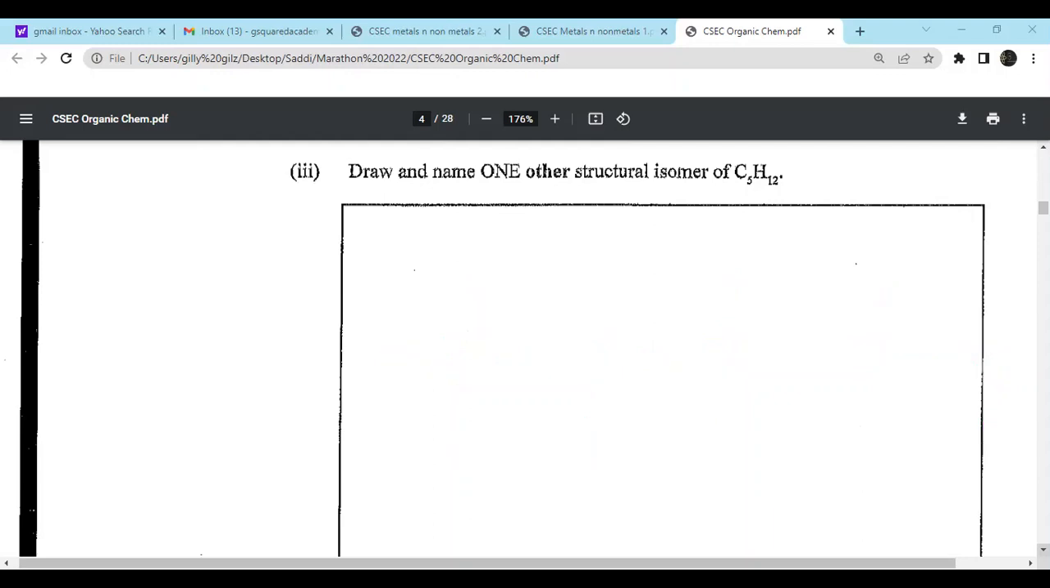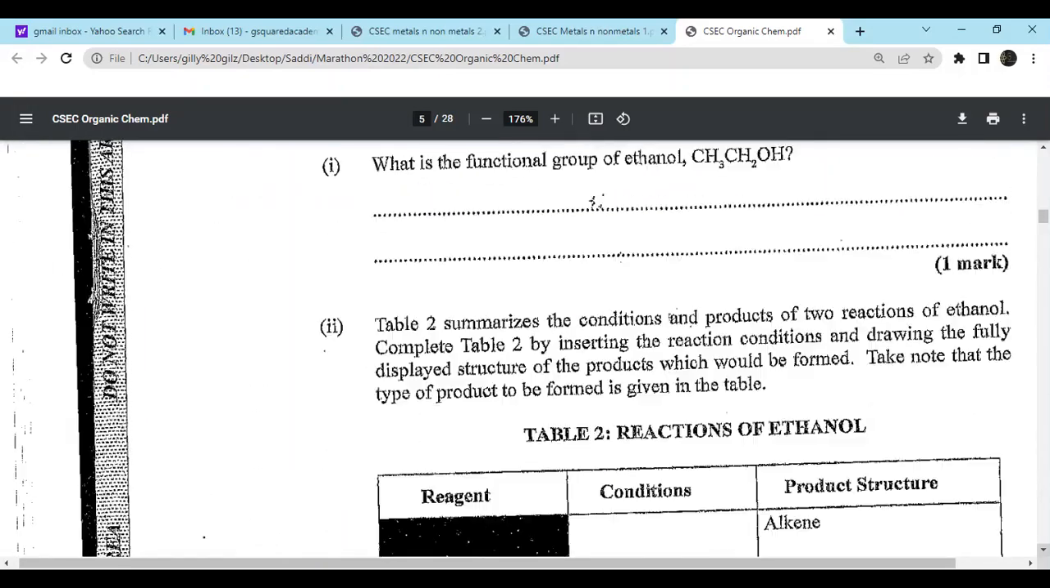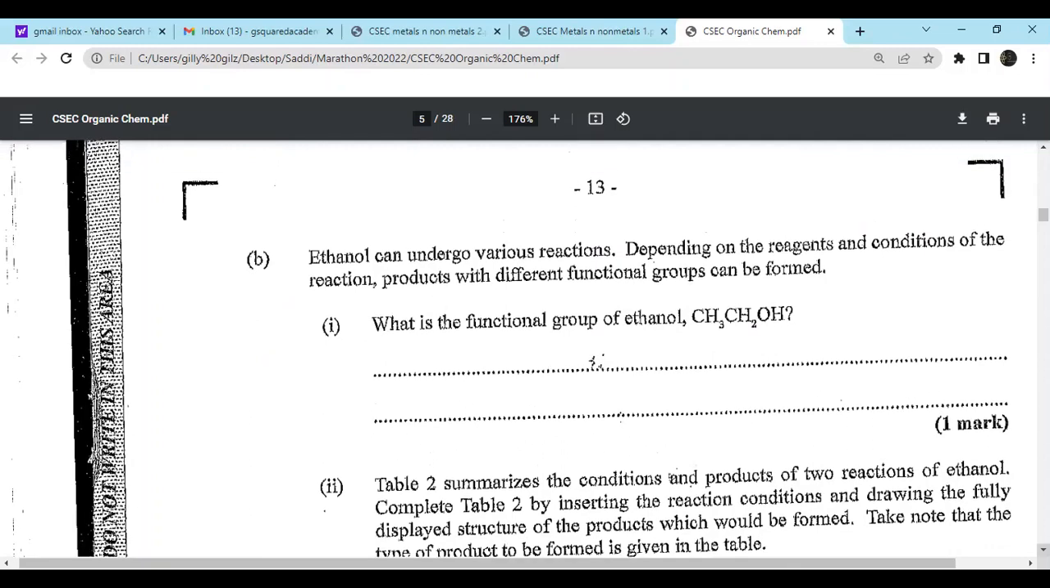Remember, this would come under Introduction to Organic Chemistry. That was 2021. Okay, ethanol undergoes various reactions. So now we're looking at the reactions of organic chemistry. Depending on the reagents and conditions of the reaction, products with different functional groups can be formed. What is the functional group of ethanol?